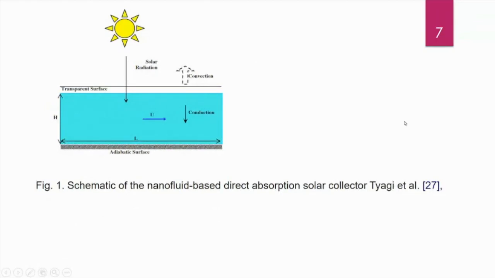This is the figure of direct absorption. Now I am moving to the nanofluids application. Nanofluids, as I already told, are in the form of liquids, so they cannot be used in air, obviously, because it is a fluid. This is an example of a direct absorption solar collector. We have a top glass cover and a transparent surface, and these are the duct depth and the length.